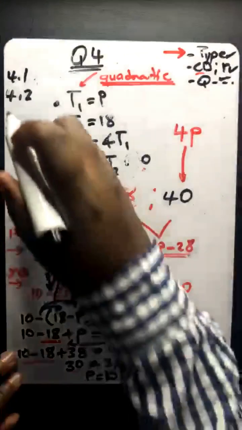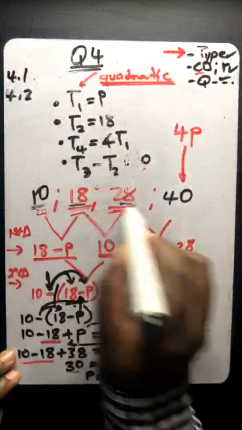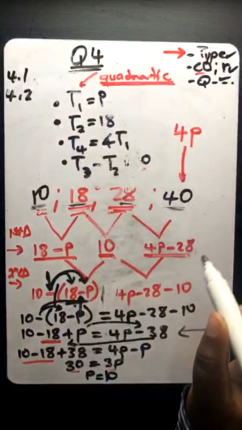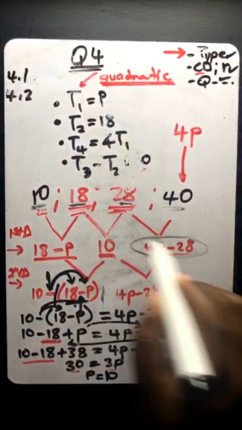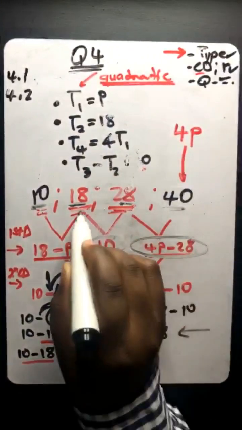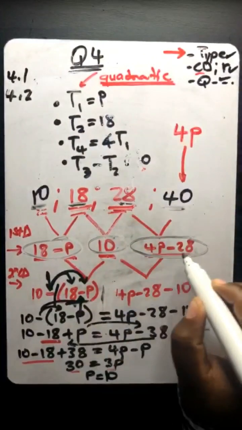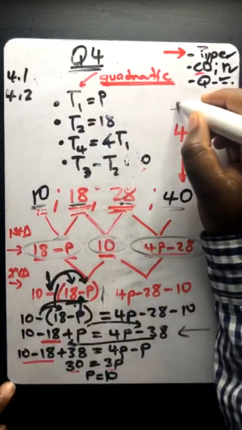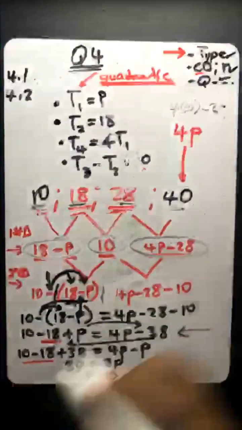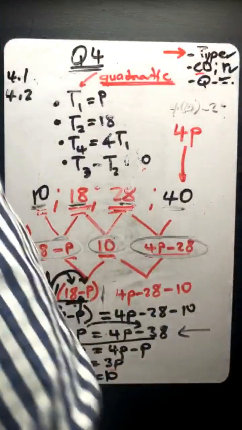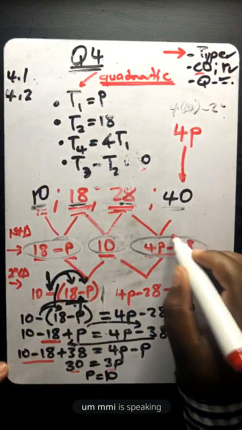So let's say this is T1, this is T2, this is T3, this is T4. When you say this minus that, it just gives you that. So if you want to know the actual value of that, then you say 4 into 10 minus 28, so it's 40 minus 28. What is that as a number? Yes, it's 12. So that means here it's actually 12.